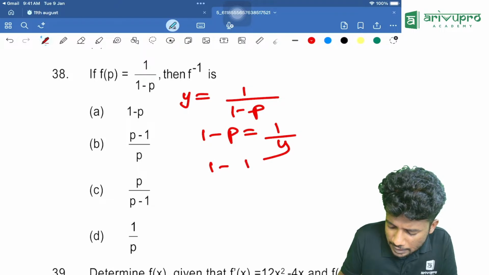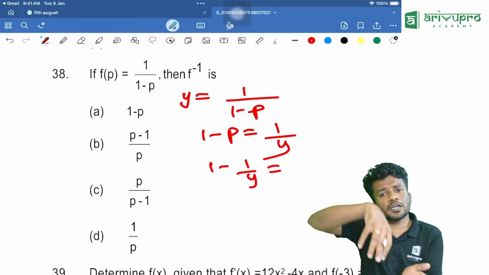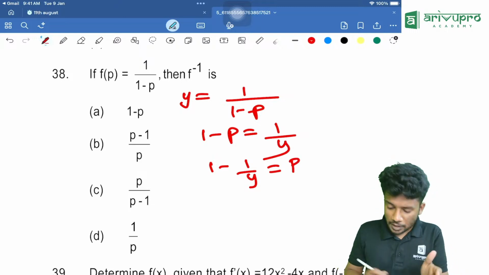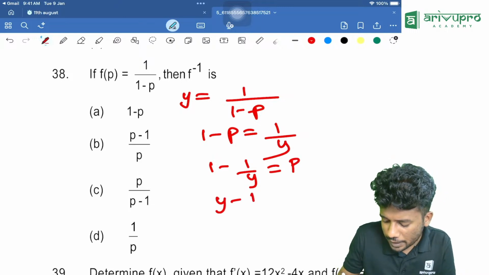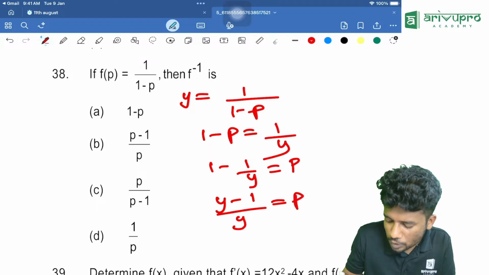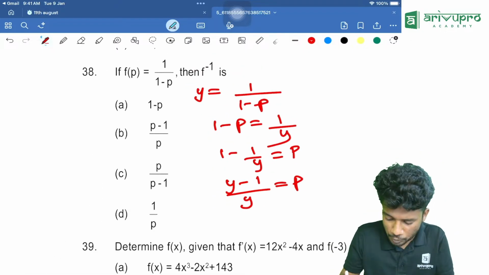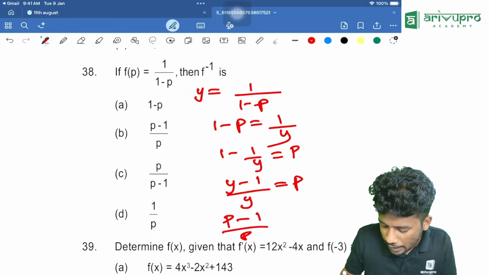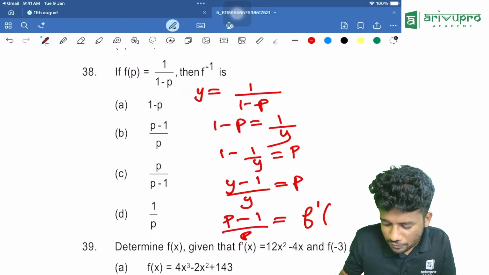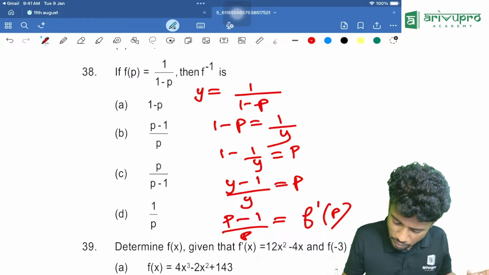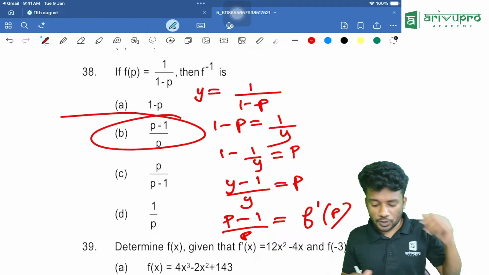Now 1 minus Y, which is equal to, minus P goes to the other side. That means it will become what? The plus P. Then take the LCM. Y minus 1 divided by Y is equal to P. Now the last step is, instead of Y you are going to put P, and instead of P you are going to put F inverse of P. Yes. So answer is what? Option B is your answer.